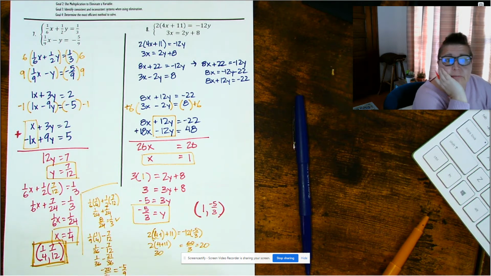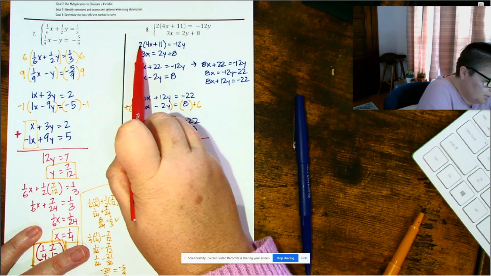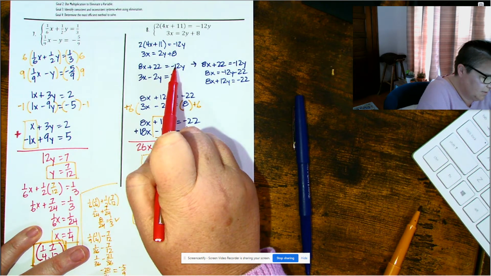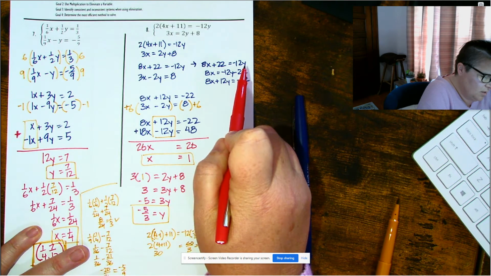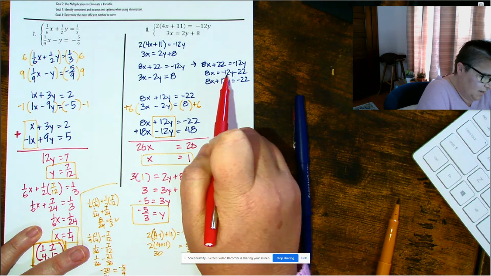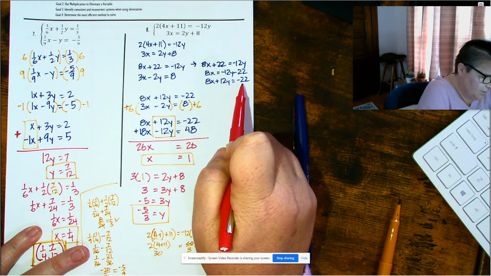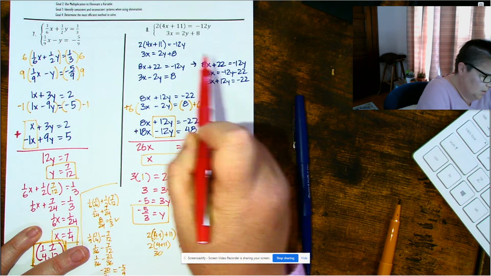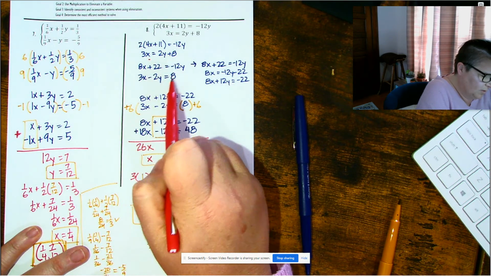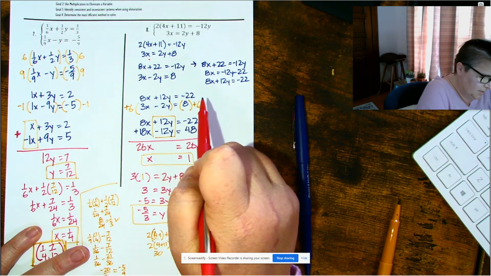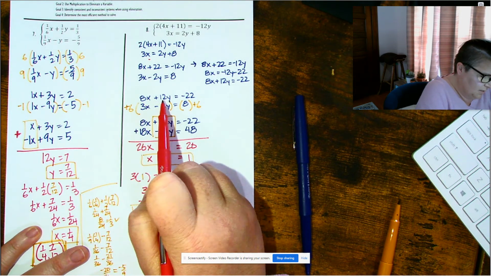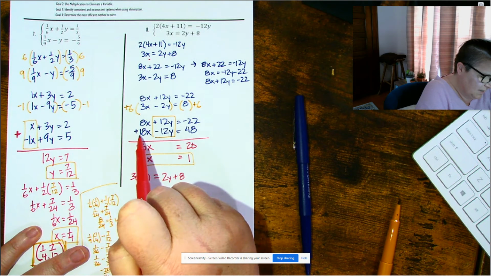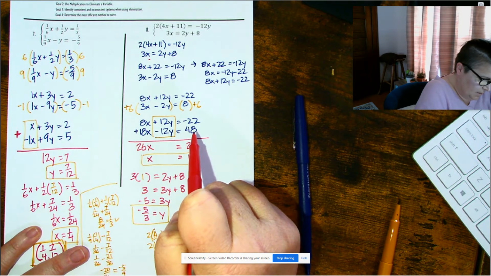Okay, I'm going to start from the beginning. 2 times 4x plus 1. That's going to be 8x plus 22 is a negative 12y. So I've got 8x plus 12y is a negative 22. I do believe that's right. Okay. Then I've got 3x. I'm going to subtract the 2y is 8. 3x minus 2y is 8. So I've got an 8x plus 12y is a negative 22. I'm going to multiply both sides. It's going to give me an 18x minus 12y is 48.